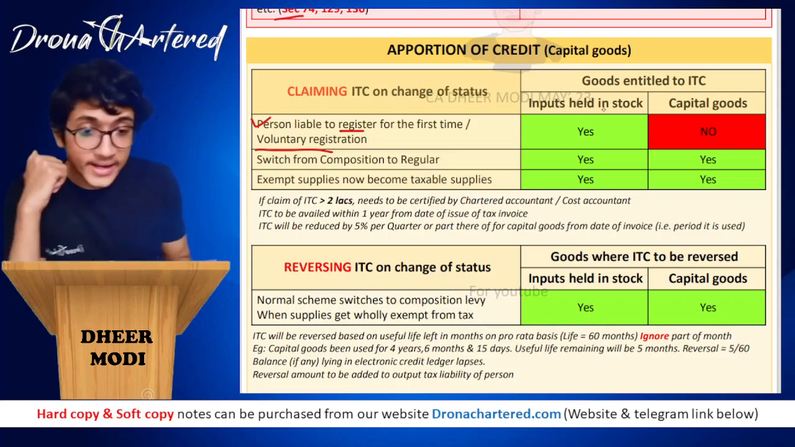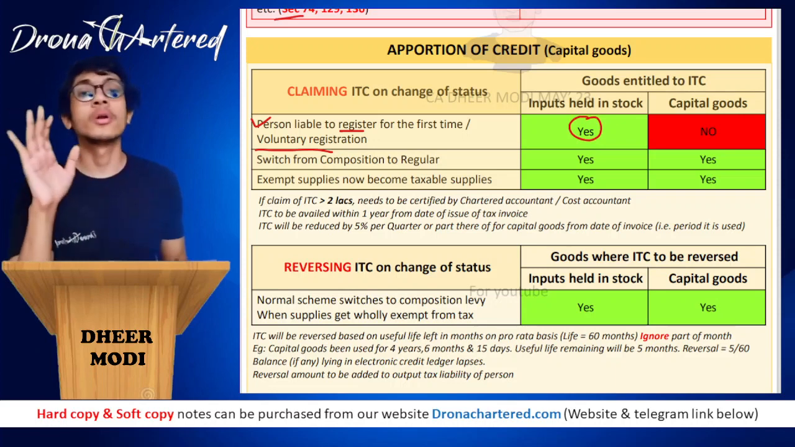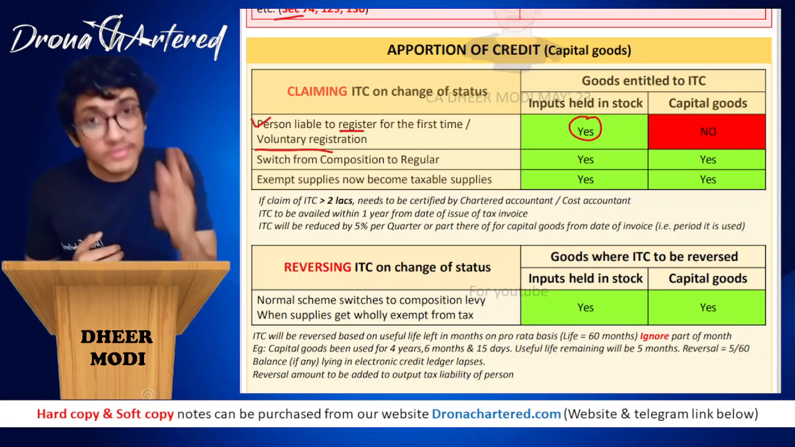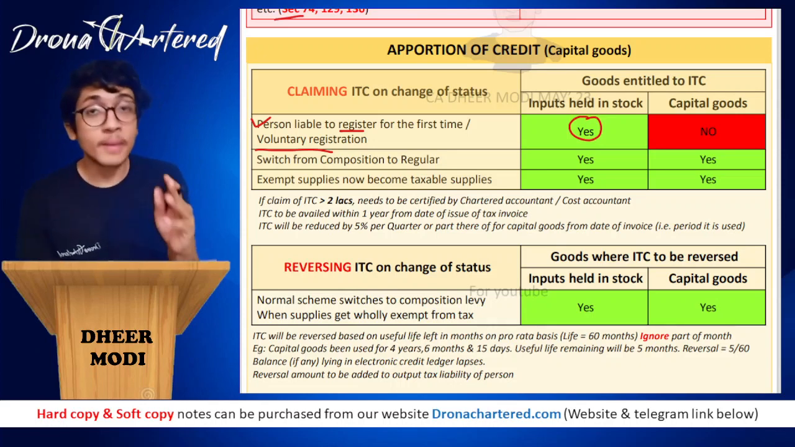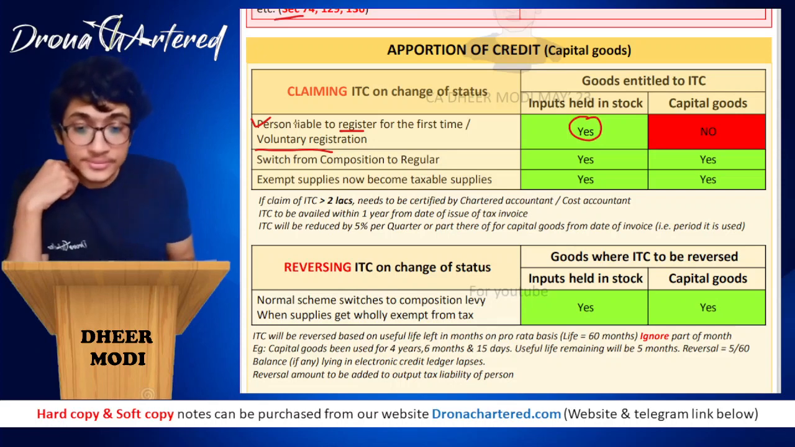So you will get ITC. In this case, on your inputs held in stock you will get ITC, but on capital goods you will not get ITC. You will get ITC from now on. Any capital goods that you purchase from now on, you will be getting ITC, but any capital goods that you had already purchased, you will not be allowed ITC.